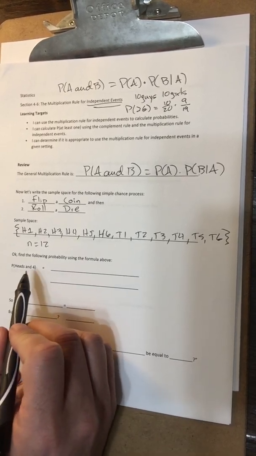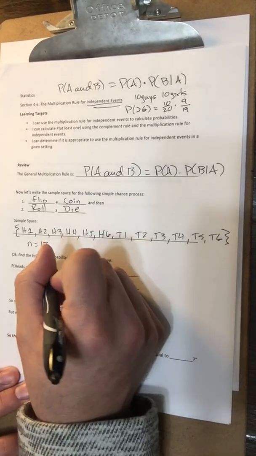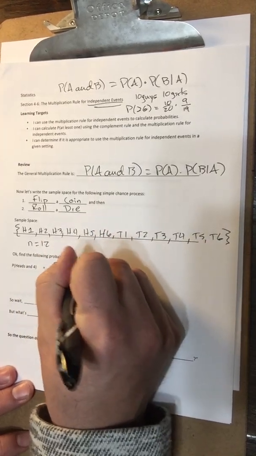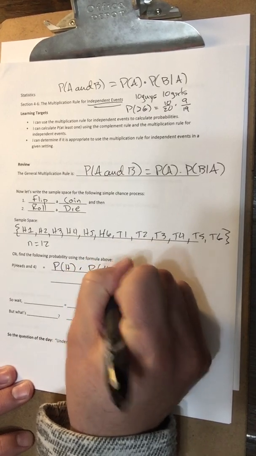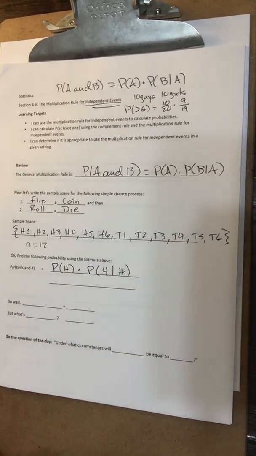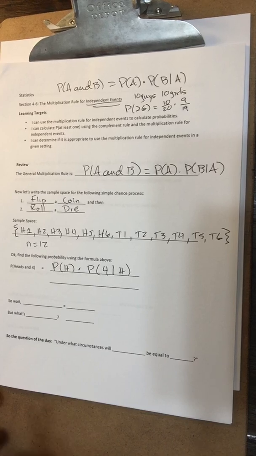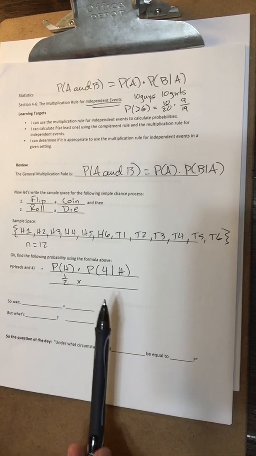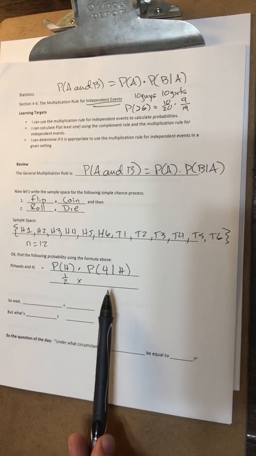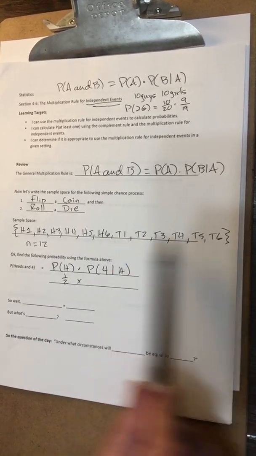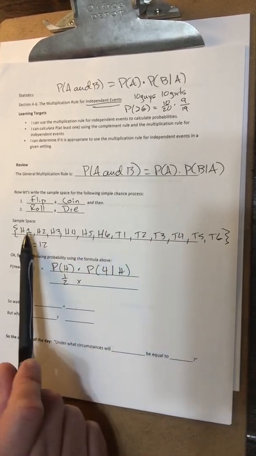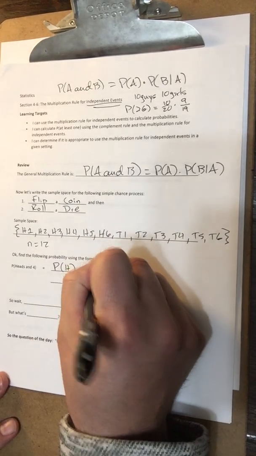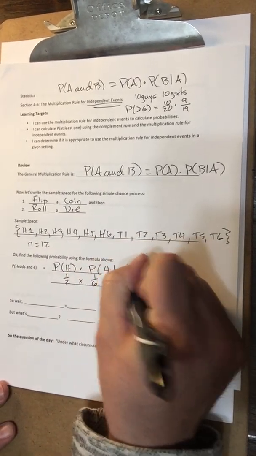The probability of heads and 4. That's it right there. That would be the probability using this formula, heads and 4. It would be the probability of heads times the probability of a 4 given that heads came up. Okay. Well, the probability of heads is 1/2. And the probability of getting a 4 given that heads came up. Okay, think about that. If heads came up, these are out. So it's no longer 1/12, it's now out of 6. And the probability I get a 4, once I know this is my scenario, that's going to be 1 out of 6. And 1/2 times 1/6 is 1/12.